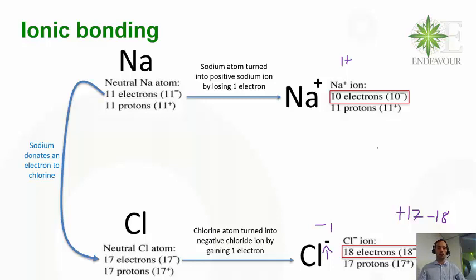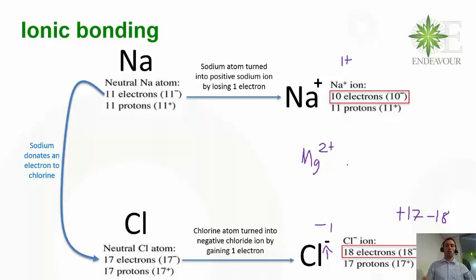So we don't write the 1 in. If it's just 1, if we don't show a number, it's just presumed to be 1. For example, magnesium, which actually forms a 2 plus ion, will have 2 more protons than it has electrons because it's given away 2 of its electrons.